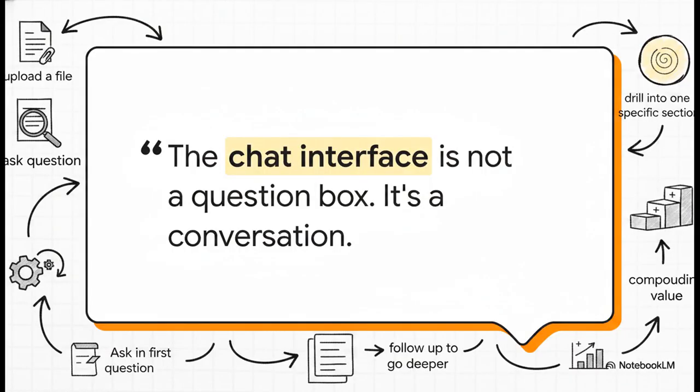All right, let's slow down for just a second here, because this next point is the absolute key takeaway. The chat interface is not a question box. It is a conversation. One single message rarely gives you the absolute best result. Instead, the value actually compounds across turns. You ask a question, you follow up to go deeper, you drill down into a specific section. Understanding that compounding value is literally the true skill of using Claude.